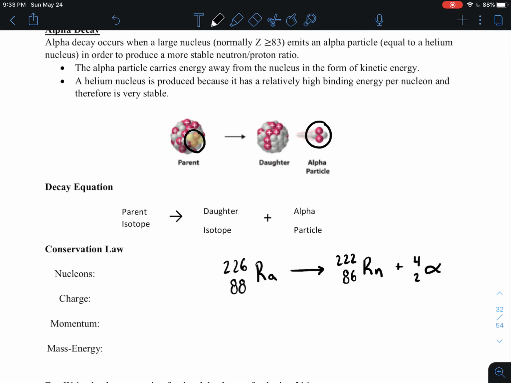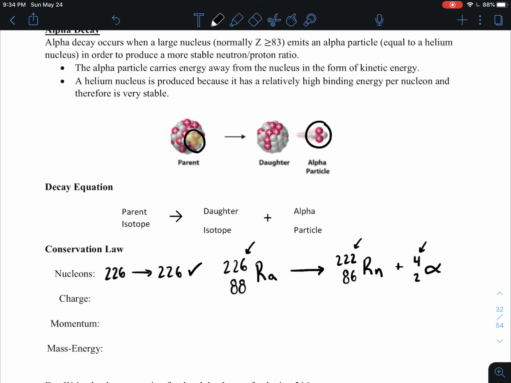Okay, so if you take a look at what's happening here, we have to look at the number of nucleons. Did we conserve nucleons? Here we have 226. Here we have 222 plus 4. So we have 226 before, 226 after. We have conserved nucleons. So we can say, yep, conservation of nucleons is confirmed.